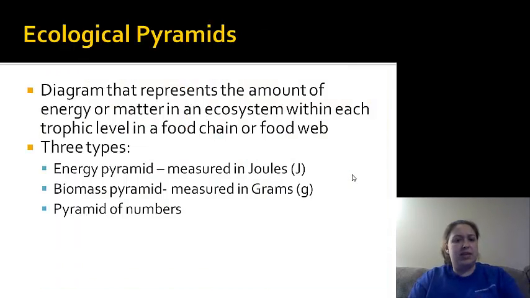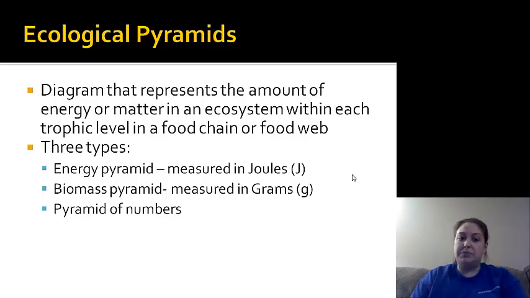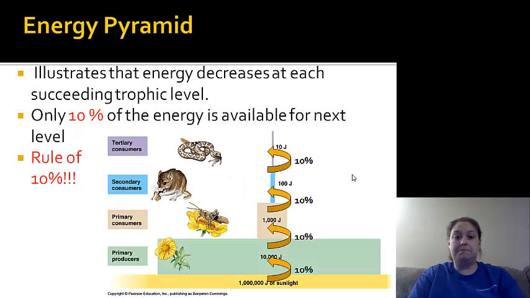Ecological pyramids. These are diagrams or representations of the amount of energy and matter in an ecosystem within each trophic level. There are three types. We have the energy pyramid, showing the energy measured in joules. Biomass, showing how much food is available in grams. And our pyramid of numbers, showing the actual number of organisms.